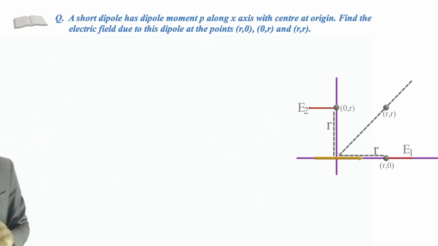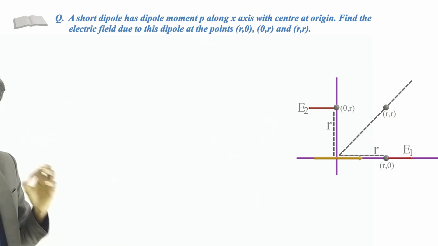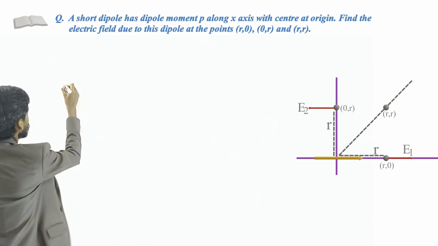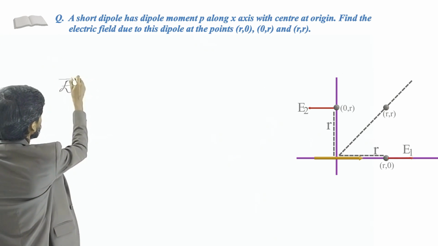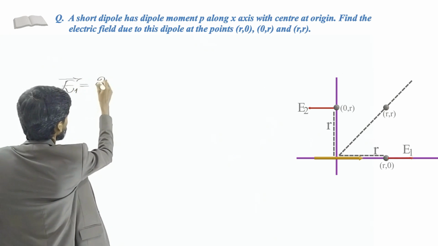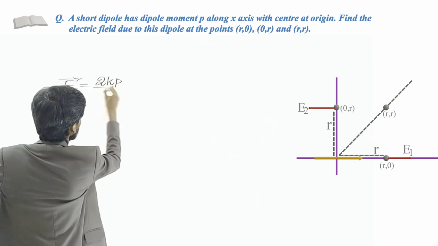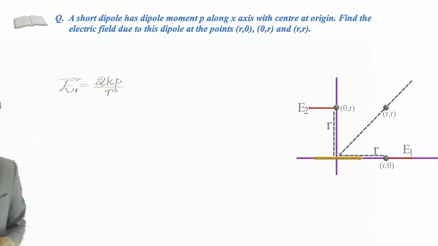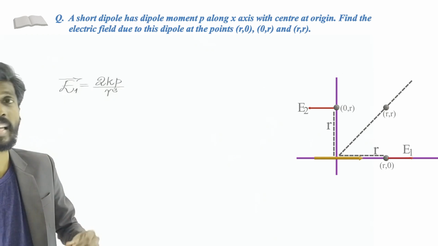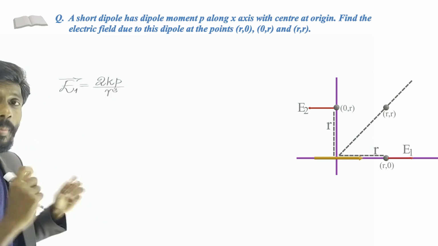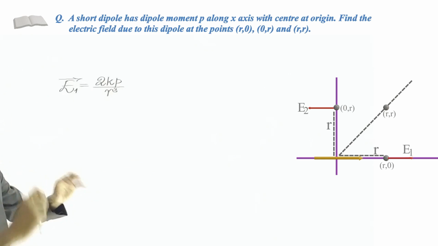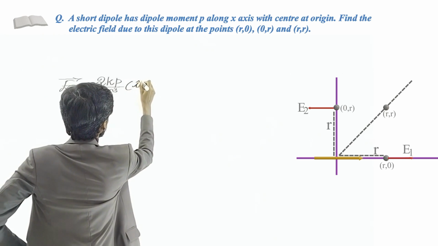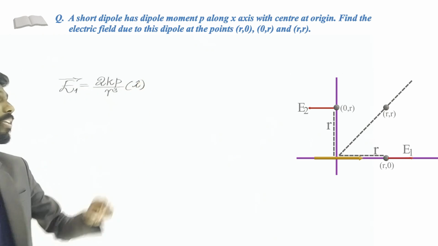So the first one, E1 vector, is the electric field due to the dipole at a point on the axis at a distance r from the center. So that has the formula: electric field due to a dipole at a point on its axis is 2kp divided by r cube. So 2kp by r cube, that is the magnitude. What is the direction? The direction of the electric field here is same as the direction of the dipole moment, because the point is on the axis. So that is in the positive x direction, so it has unit vector I cap. So that is the first electric field E1 vector.